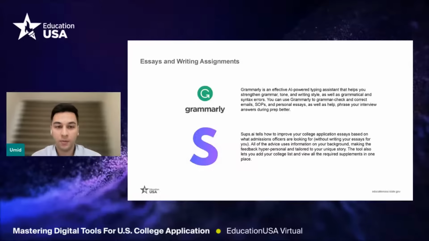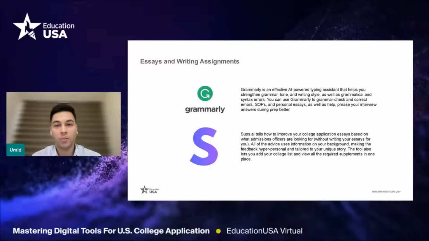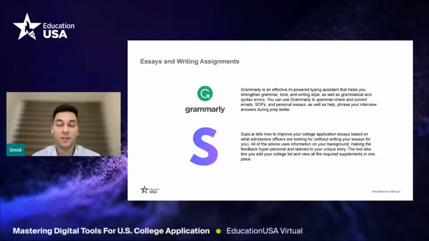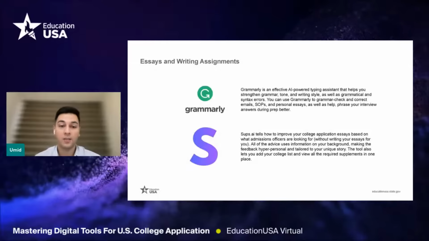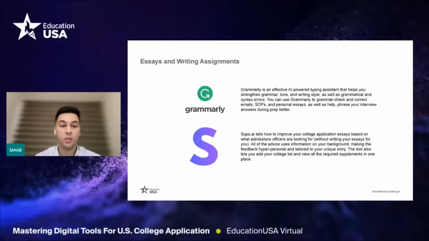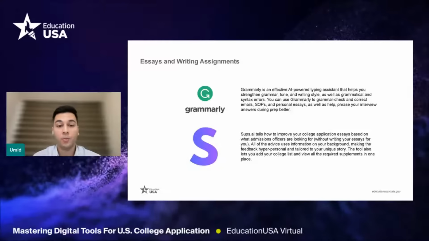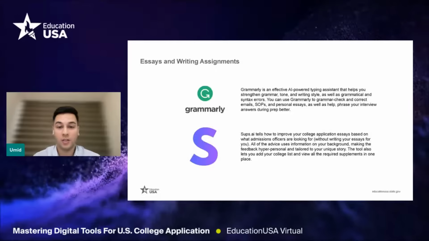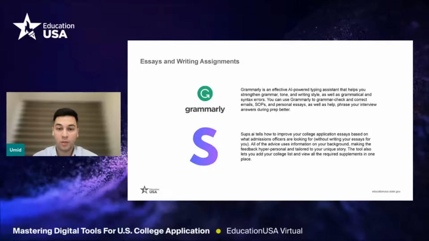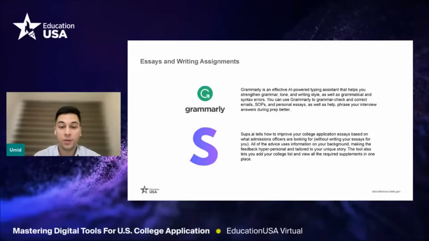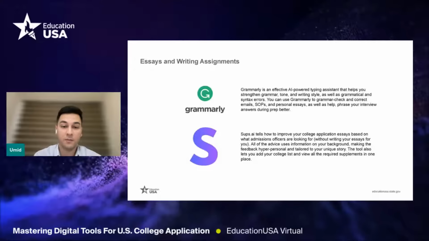You can use ChatGPT for essays and writing assignments as well, but you should not use it for generating ideas. The story and the structure have to come from you. These tools should be used only to help and enhance your essays, not to create content for you. Another source that you can use is Sups AI. It tells you how to improve your college application essays based on what admission officers are looking for. Without writing your essays for you, all of the advice uses information on your background, making the feedback hyper personal and tailored to your unique story.